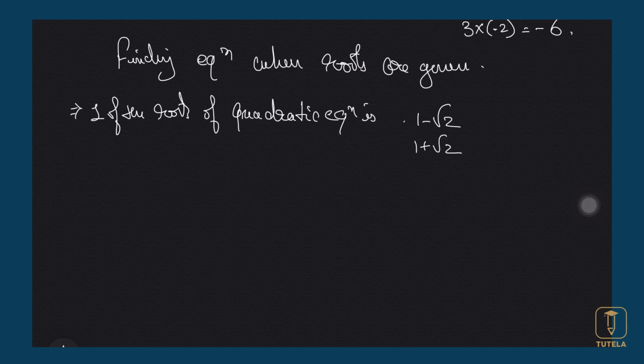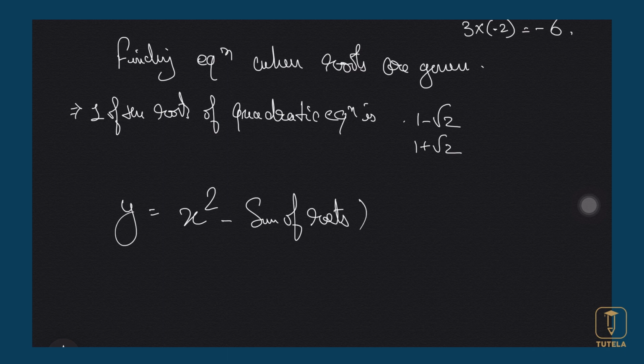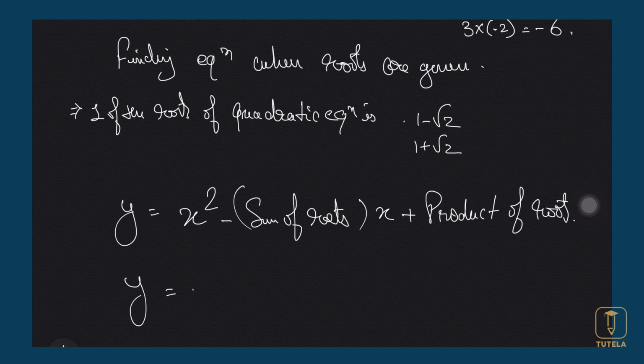And now I'm giving you the tool, a formula, which is y equals x square minus sum of roots into x plus product of roots. To solve such questions, we'll always be using this formula. And here, let's find the sum. 1 minus root 2 plus 1 plus root 2 will give us 2. Hence, our equation is x square.